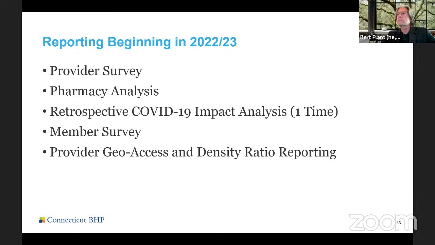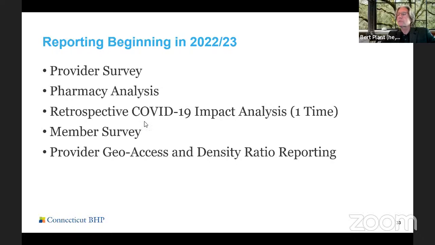What are the costs associated with certain medications, and to give us ideas about how we can perhaps better manage that. We've been asked to do a retrospective COVID-19 impact analysis. What's been the impact of COVID on the behavioral health system and the members that are served by behavioral health services?